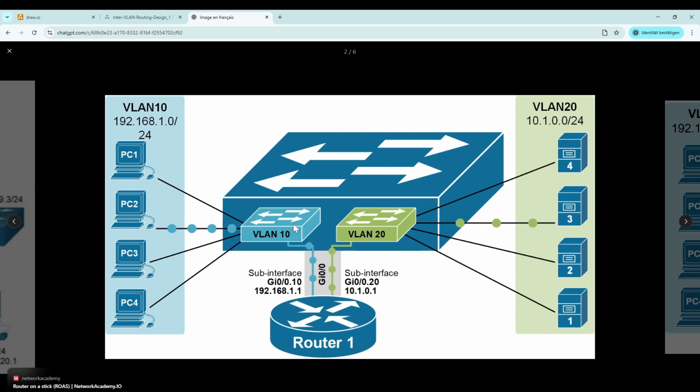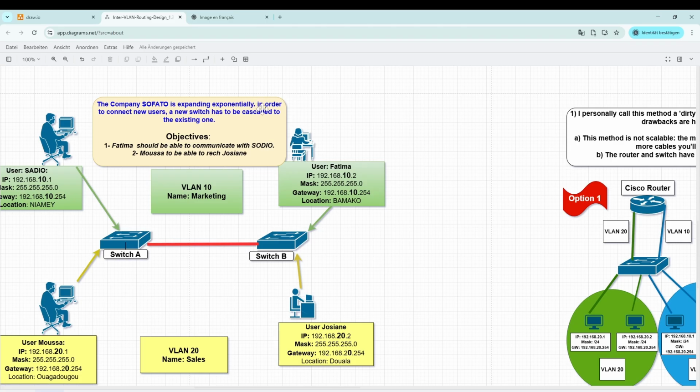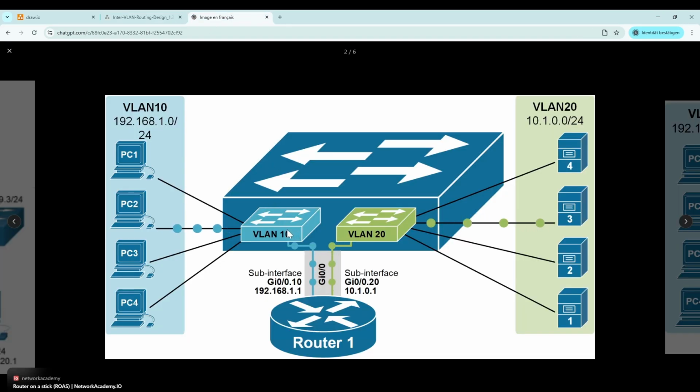Note, those are not physical switches. We have here only one physical switch, which is the bigger one. It is switch A. The smaller switches are only the VLANs we create inside that switch. That's the notion of VLAN.